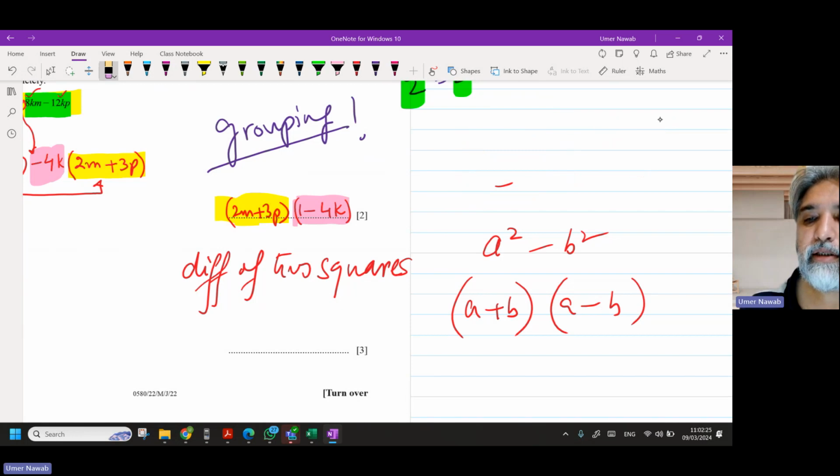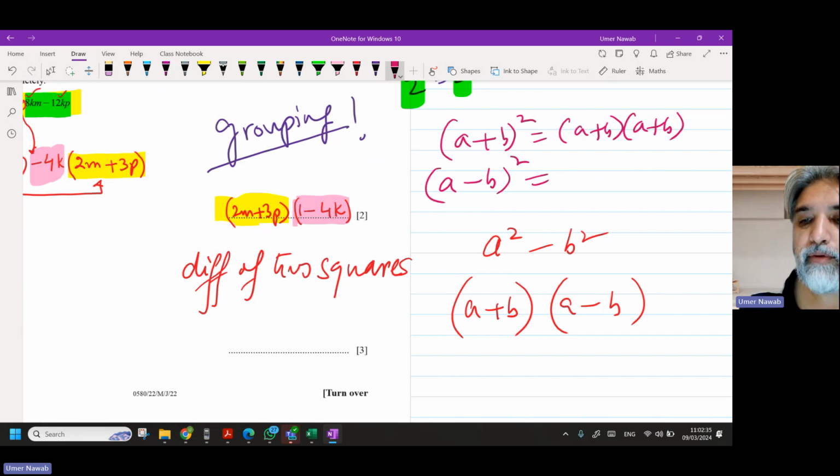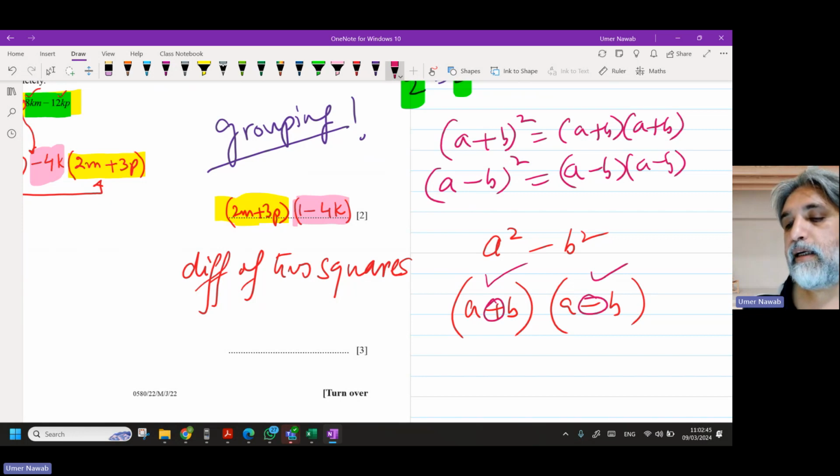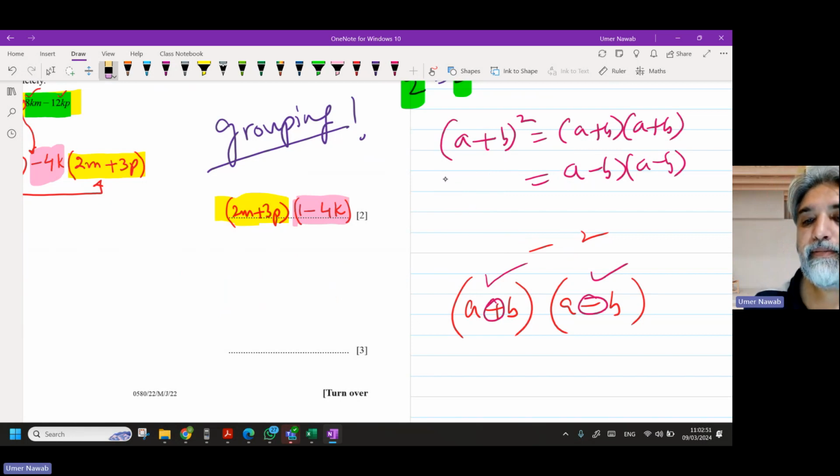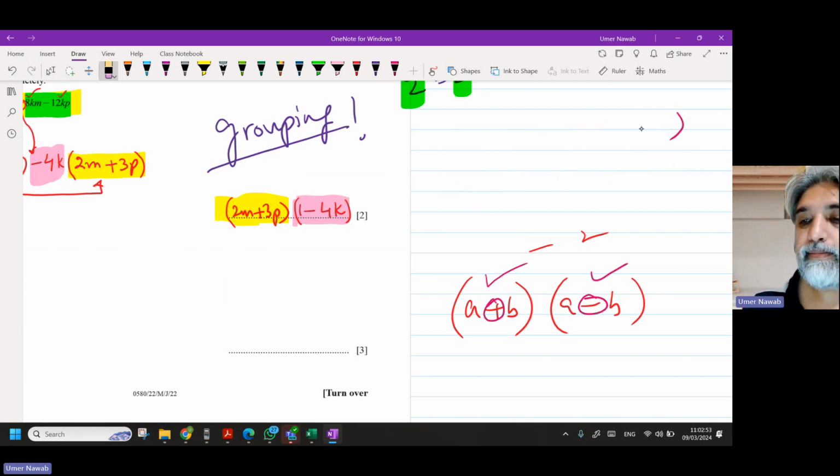If it is a plus b whole squared, we need to multiply a plus b two times. Same bracket two times. If it is a minus b whole squared, you have to write it as a minus b and again multiply with a minus b. But if it is a squared minus b squared, you have to factorize it. One time you have to write plus in between them, and the second time you need to write minus sign. So let's try to work on this type of question.